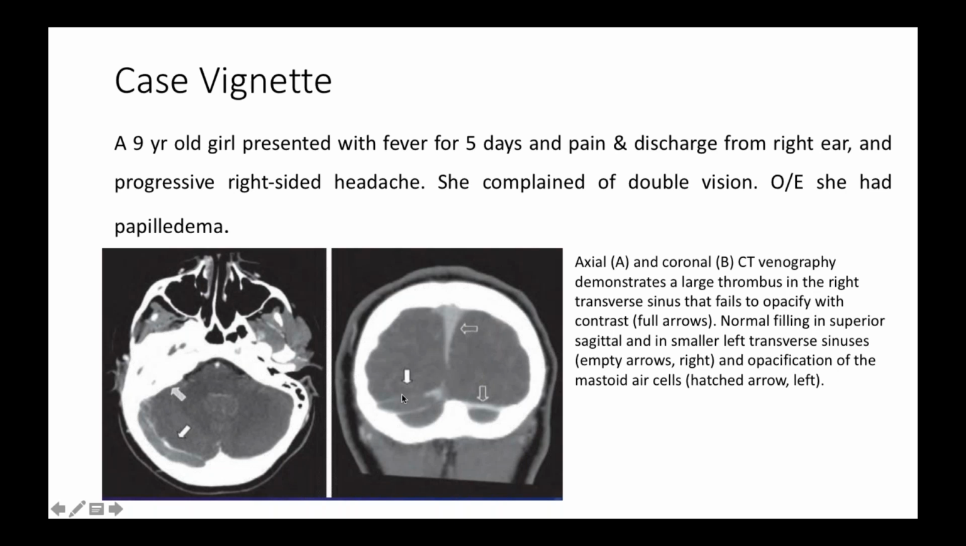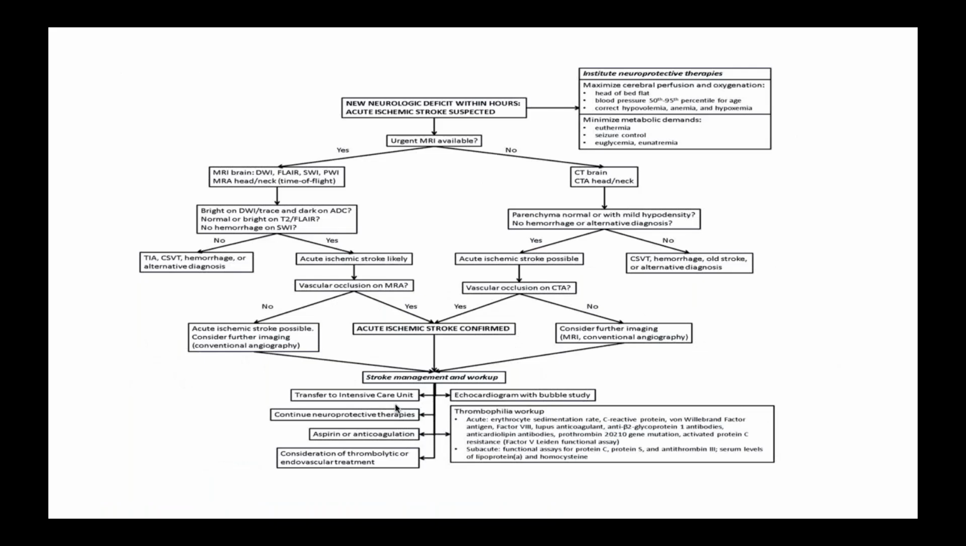There is a hypodense area in between this. This is due to the thrombus in the transverse sinus. On assessment, the cause was otitis media and mastoiditis with septic thromboembolism, thrombophlebitis, of the transverse sinus. You can take a screenshot.